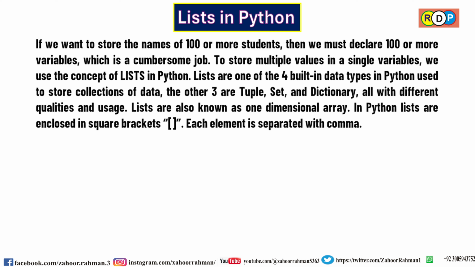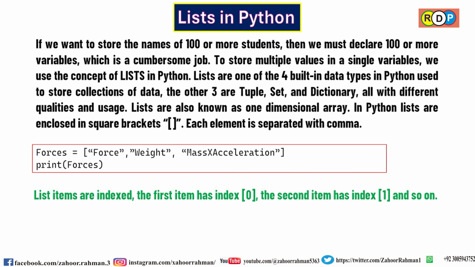Let us understand this concept with the help of a program. Forces is equal to a list. You can see it is enclosed in square brackets. The first element is force. The second element is weight, which is also a force. The third element is mass multiplied by acceleration. That is also a force: F is equal to ma. Now I want to print the list, and that is forces, so it will print the list.